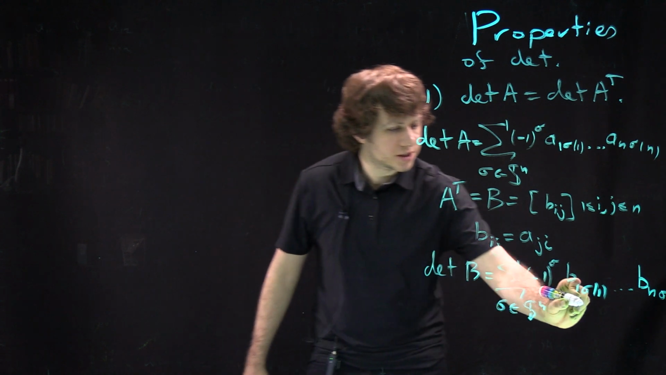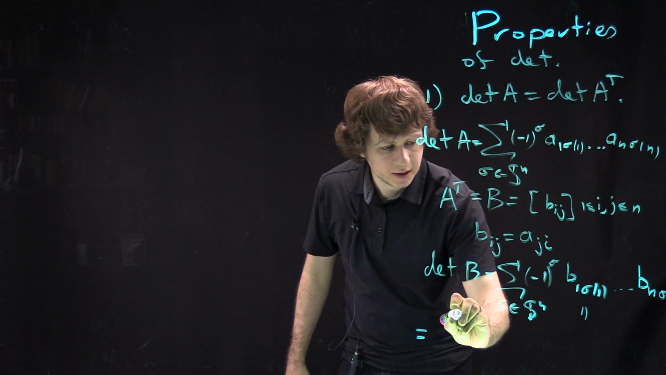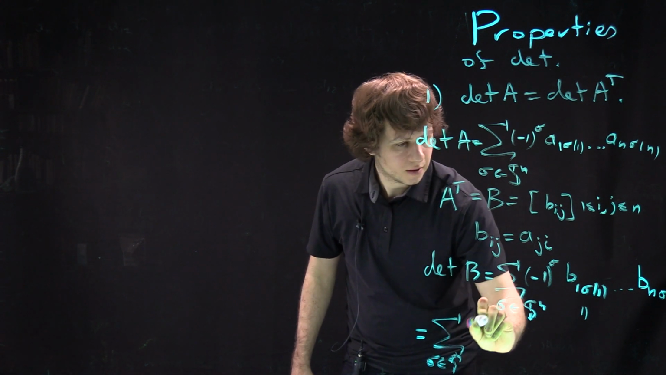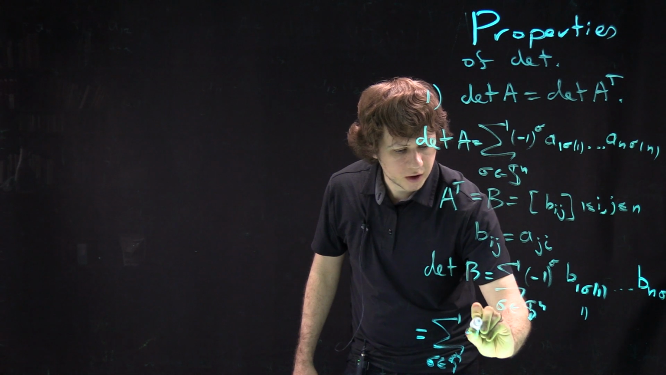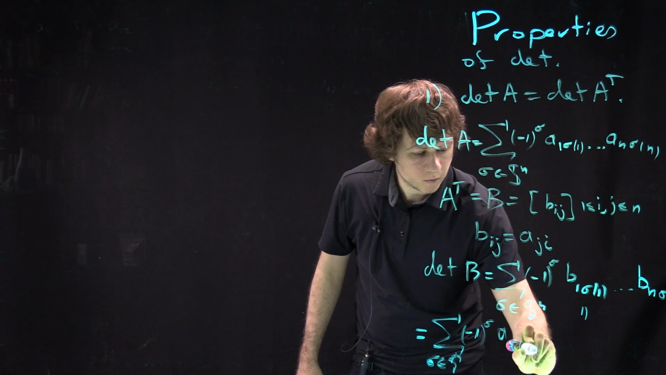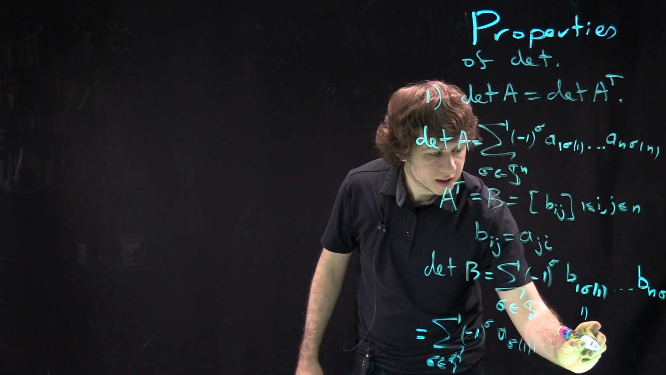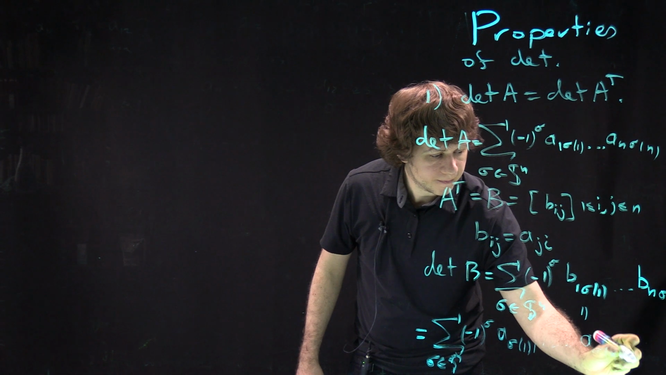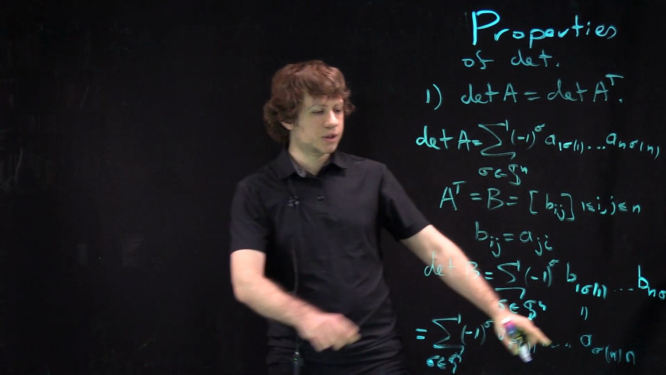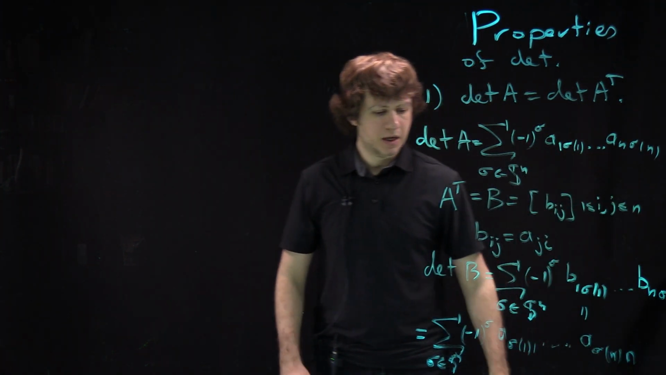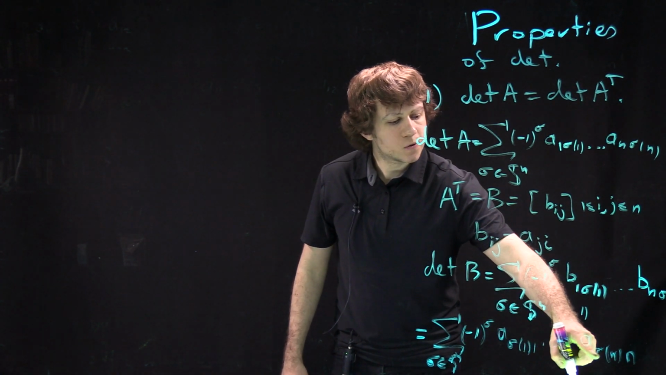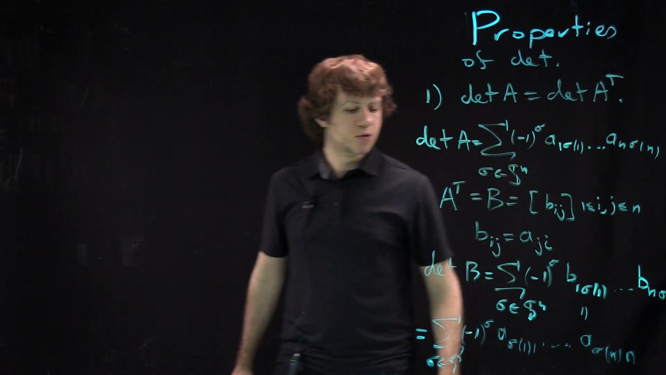On the other hand, this equals, obviously, the sum over sigma in Sn of minus 1 to the power sigma, times a sigma of 1, 1, and so on, up to a sigma of n, n. Okay, so this looks very complicated because it doesn't look at all like the determinant of A. So let's try to think. What is a sigma of 1, 1, and so on, a sigma of n, n? Can we compute it in some other way?